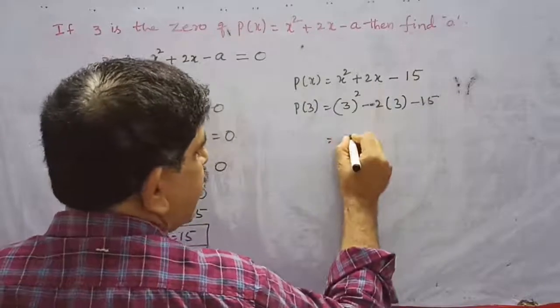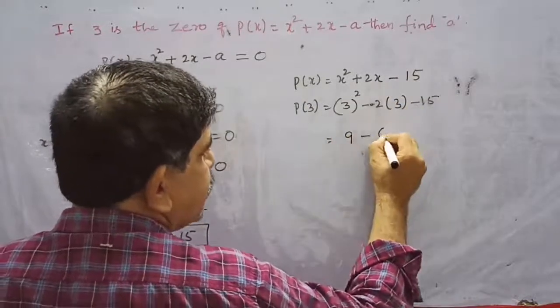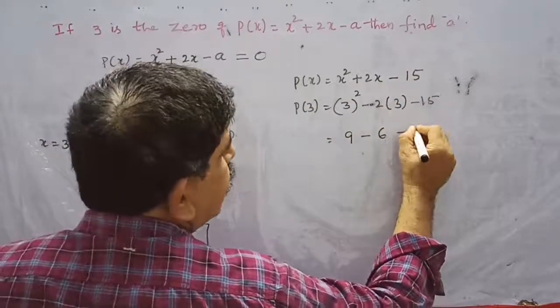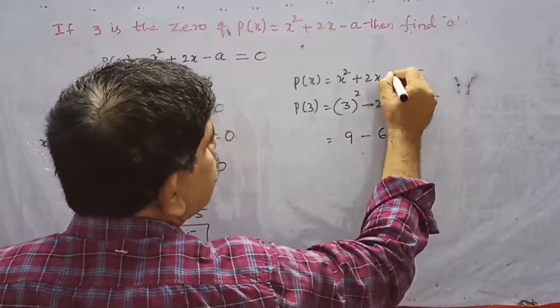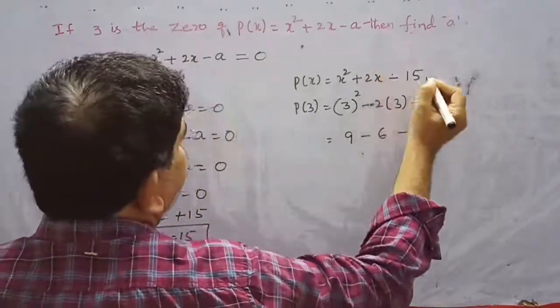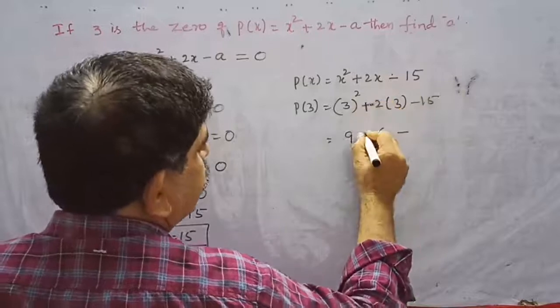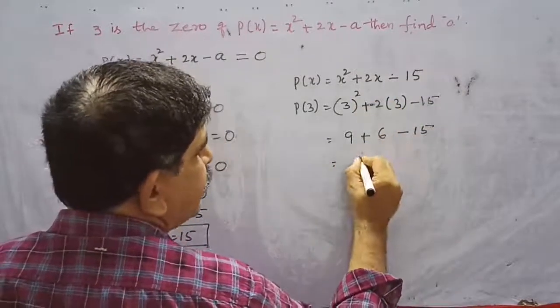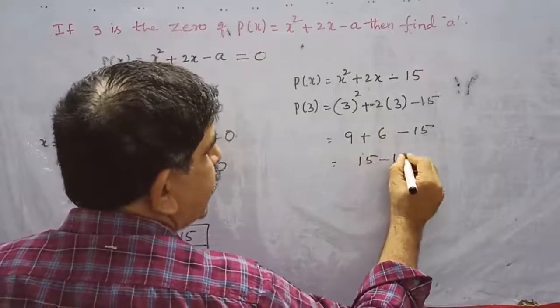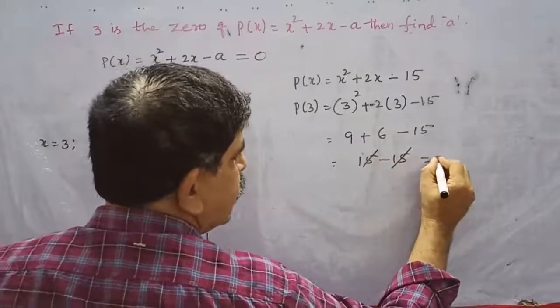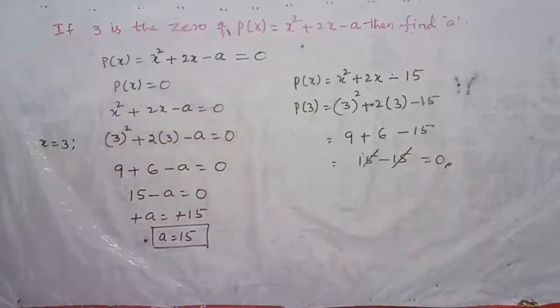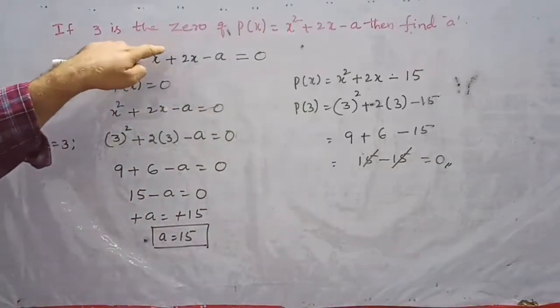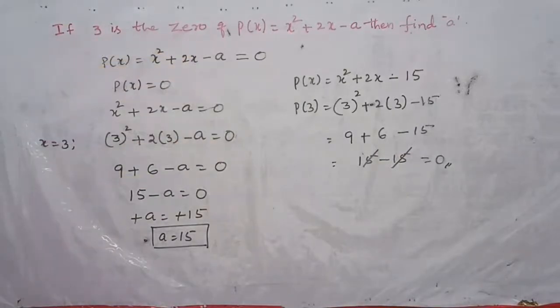3 square is 9, plus 2 3s are 6, minus 15. Now 9 plus 6 is 15, minus 15 cancels, 0. So therefore 3 is the zero of the given polynomial P of x is equal to x square plus 2x minus 15.